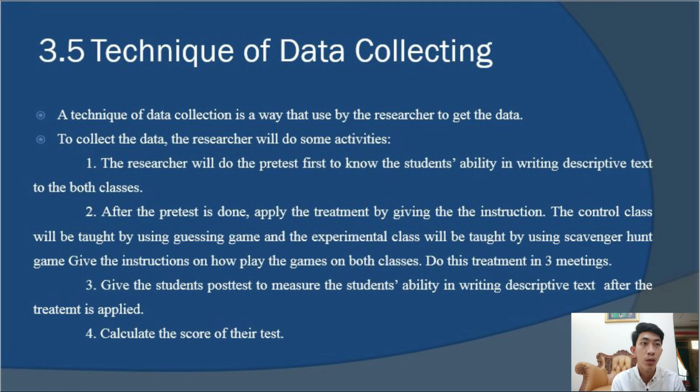The control class will be taught by using the guessing game, and the experimental class will be taught by using the scavenger hunt game. I will give the instruction on how to play the games in both classes, and we'll do this treatment in 3 meetings. The third point is to give the students a post-test to measure the students' ability in writing descriptive text after the treatment is applied. The fourth activity is to calculate the score of their test.